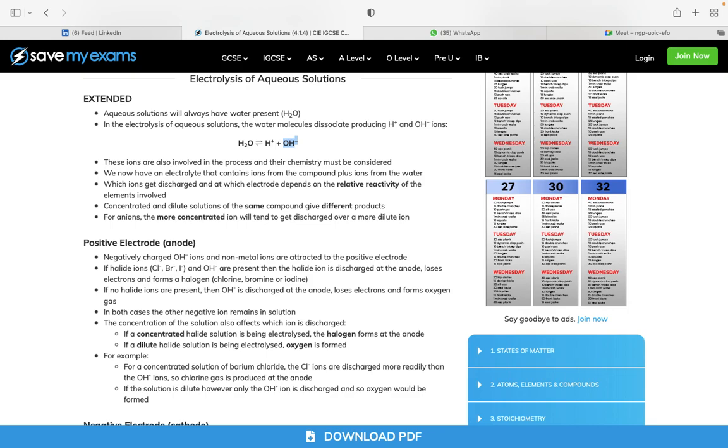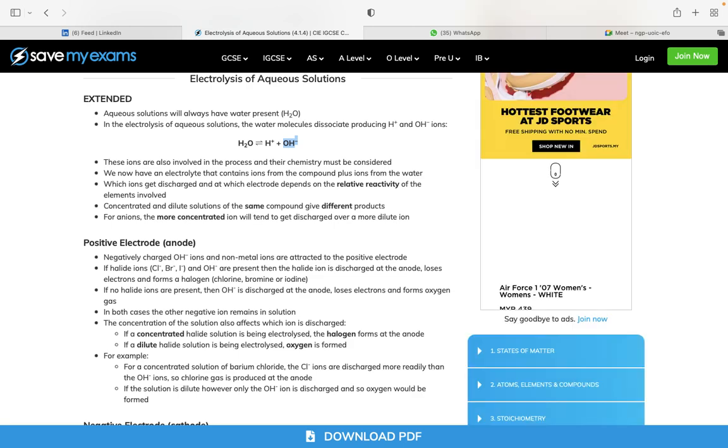Now, it's only negative ions that migrate to the positive electrode. Remember, only negative ions like OH ions, okay? Negatively charged ions, like OH ions and non-metal ions, are attracted to the positive electrode. Okay, because the anode is a positive electrode. Only negatively charged ions will migrate to this positive electrode.